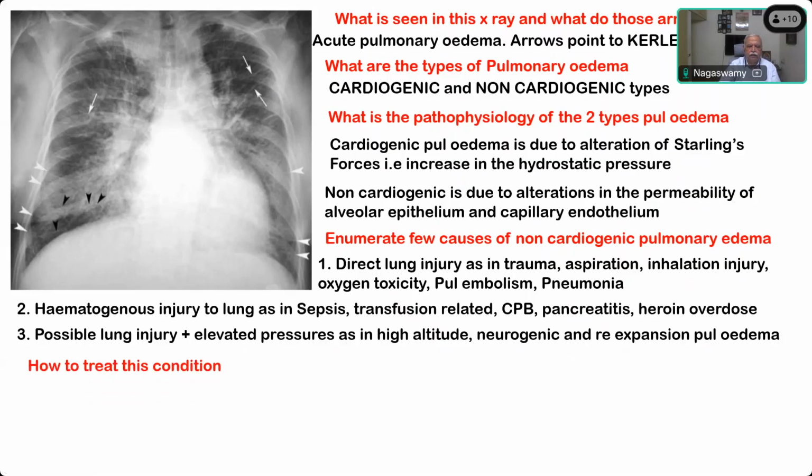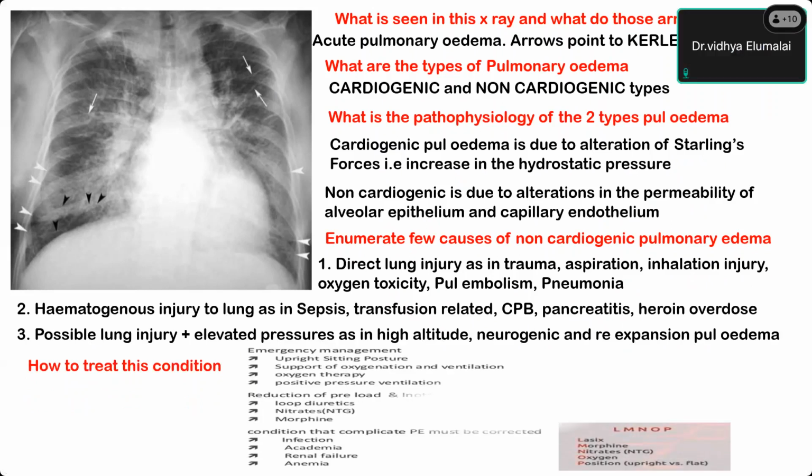How to treat this condition, whether it is cardiogenic or non-cardiogenic? Positive airway pressure and oxygen supplement. Emergency management: upright posture, support oxygenation, oxygen therapy, positive pressure ventilation, reduction of preload by diuretic, nitrate, morphine. Treat the underlying condition, PE, embolism, basic things to be corrected. And you can remember LMNOP as a mnemonic: Lasix, morphine, nitrates, oxygen, and position. Okay.